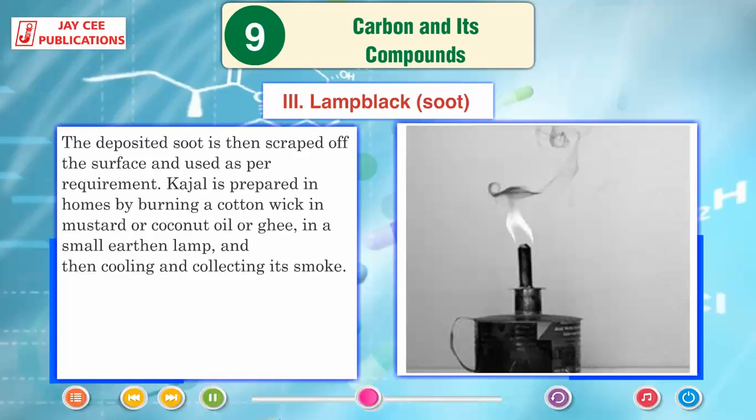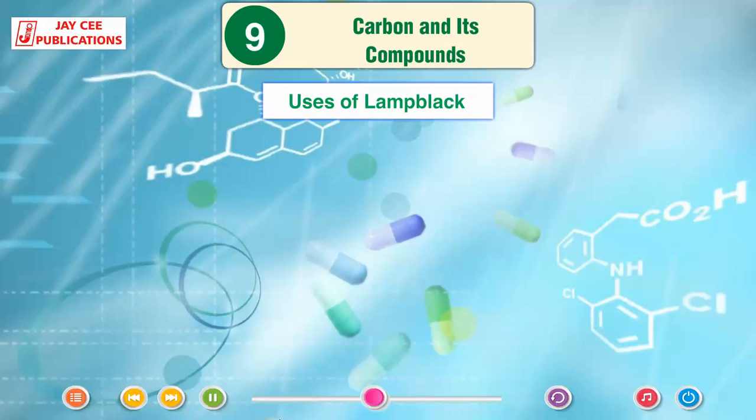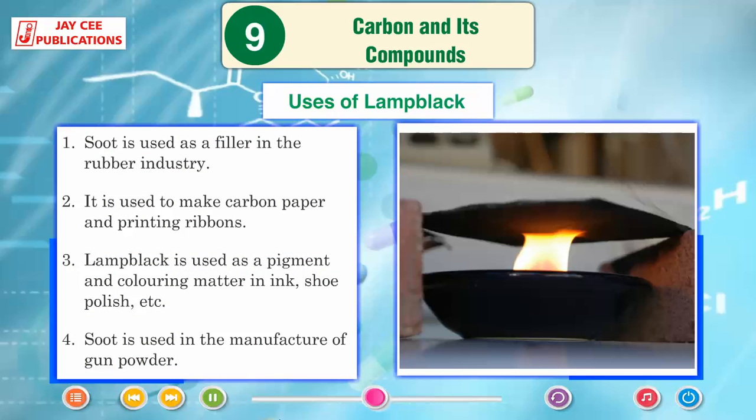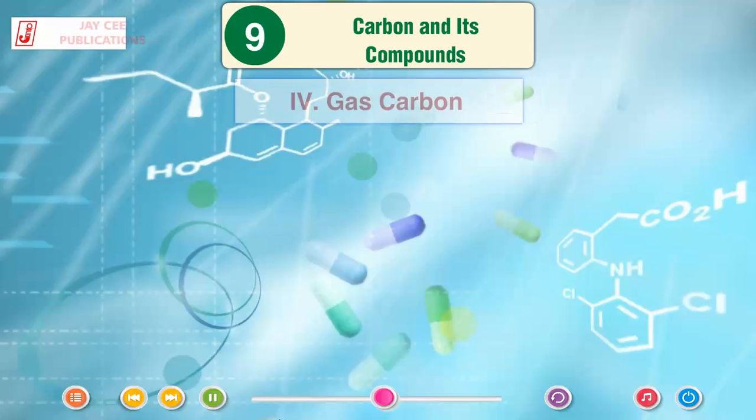Kajal is prepared in homes by burning a cotton wick in mustard or coconut oil or ghee in a small earthen lamp and then cooling and collecting its smoke. Uses of lamp black. Soot is used as a filler in the rubber industry. It is used to make carbon paper and printing ribbons. Lamp black is used as a pigment and coloring matter in ink, shoe polish, etc. Soot is used in the manufacture of gunpowder.